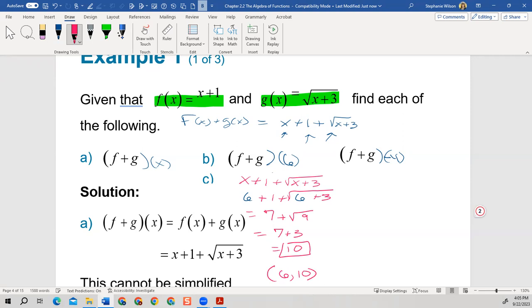Okay. The next one says we'll take the same functions. Let's plug in -4 for x. So I'm going to put in -4 here and -4 here. And now I have +1 plus.